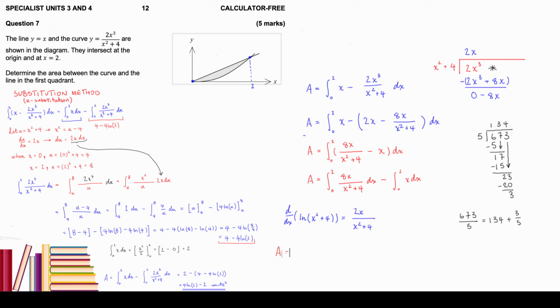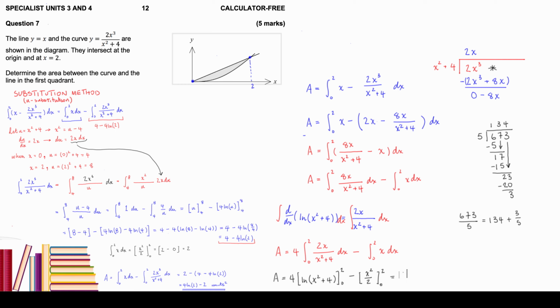So from here, I can say that the area is equal to, let's take a 4 out the front, the integral from 0 to 2 of this, minus the integral from 0 to 2 of x dx. Now, from here, guys, you can see using the fundamental theorem of calculus that if I was to take the integral of both sides, the integrals and the derivatives would cancel, and I would be left with the area is equal to 4 times ln of x squared plus 4 evaluated between 0 and 2. Now this one here, similar to the u that we had in the previous problem, is going to be equal to x squared divided by 2 evaluated between 0 and 2.